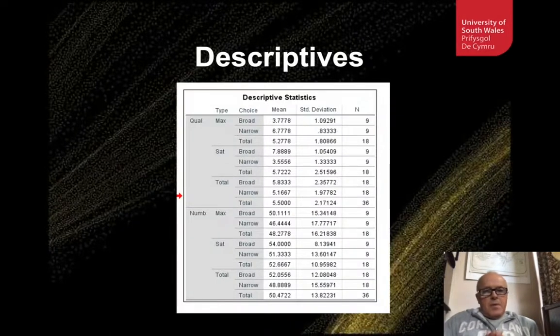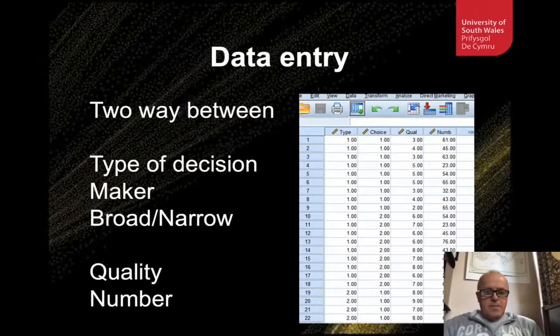If you look first of all at the descriptive statistics, you can see in the top part of the table it's shown us the means for the quality of choices, and the bottom part of the table the means for the number of choices. And then you can see maximizers, broad choice set, maximizers, narrow choice set, satisficers, broad choice set, satisficers, narrow choice set. Looking, for example, at the quality of choice, you can see that for the maximizers in the broad choice set, you've got a score of 3.7, and in the narrow choice set, a score of 6.7.